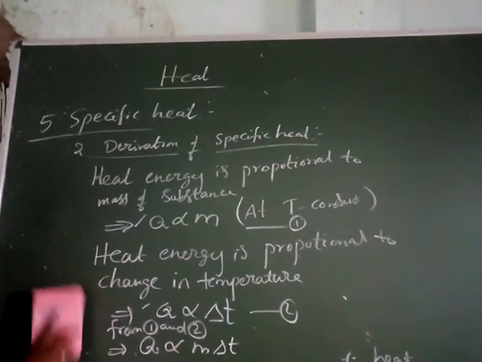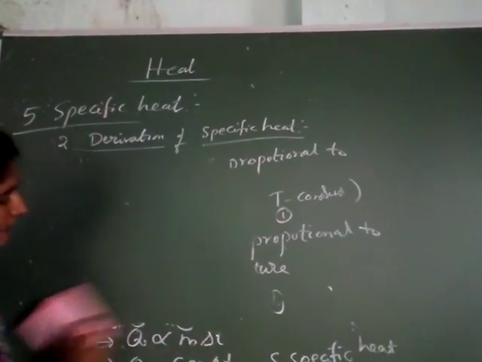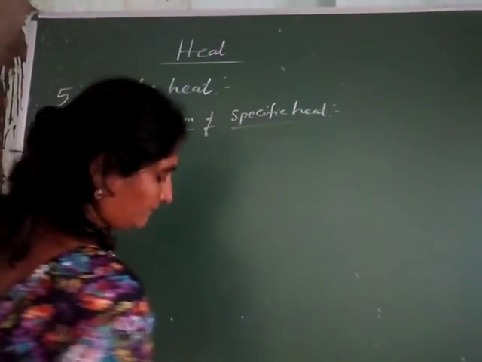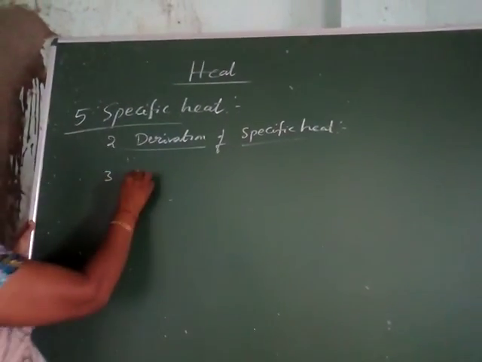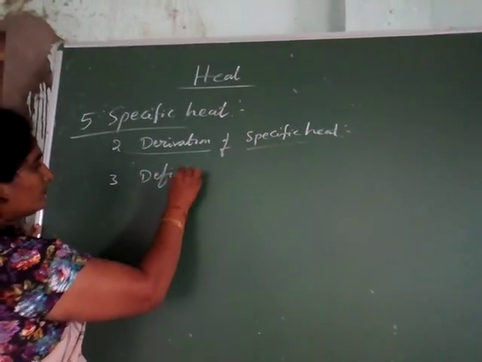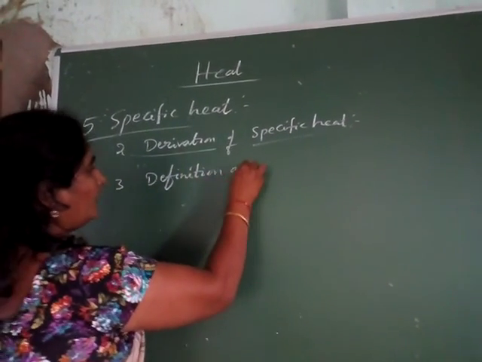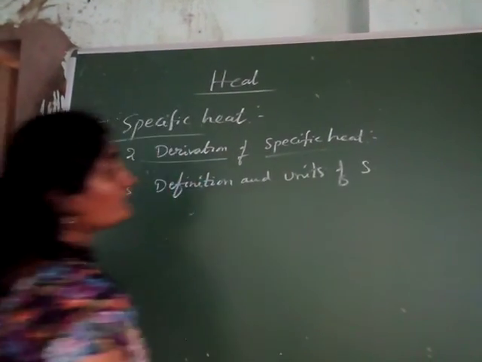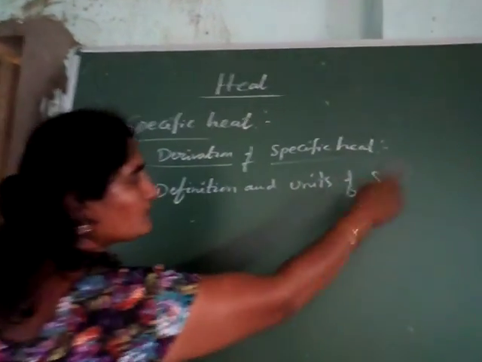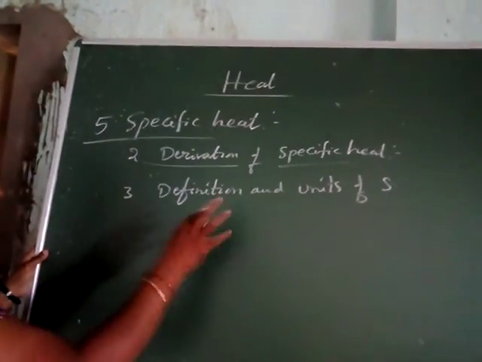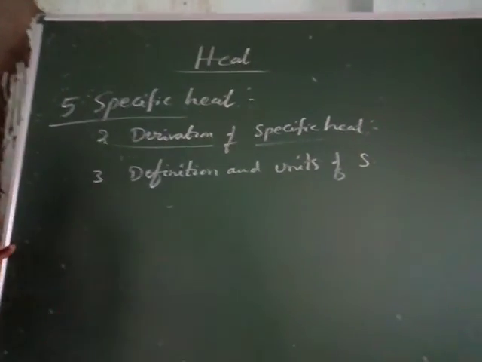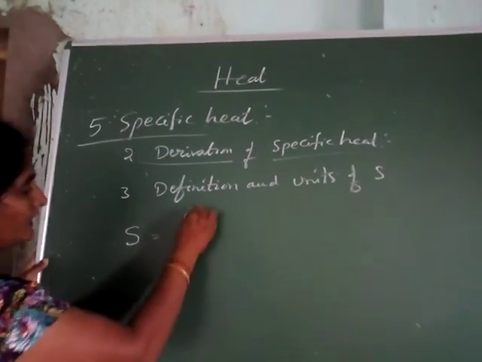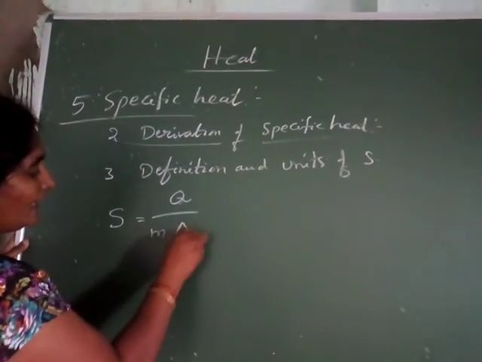Now you come to the third subtopic, that is, definition and units of specific heat. Specific heat is denoted with S. That's why I am writing S here. Definition of specific heat S: you can write very simply. Already you know the derivation, the formula of specific heat S is equal to Q by M into delta T.